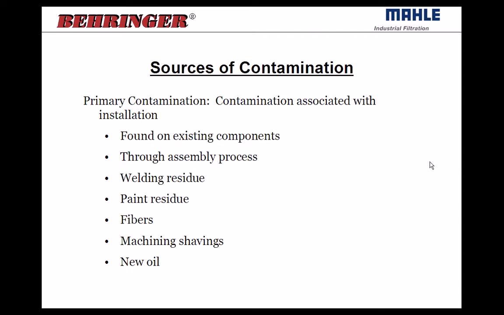The primary contamination, which is associated with installation, is the contamination that's found in components. When a customer gets a product that's stored in a warehouse or shipped in a cardboard box, you're going to have some dirt that's just going to get onto the component itself. Through the assembly process, you're going to wipe off some fittings with rags, and you'll get fibers and detergents and other things on the fittings. You'll have welding residue from the manufacturing, paint residue, again fibers, metal shavings. And one big area for the primary contamination is new oil. A lot of customers think that new oil is clean, when in fact it's probably one of the dirtiest areas, or gets a lot of contamination in the system.